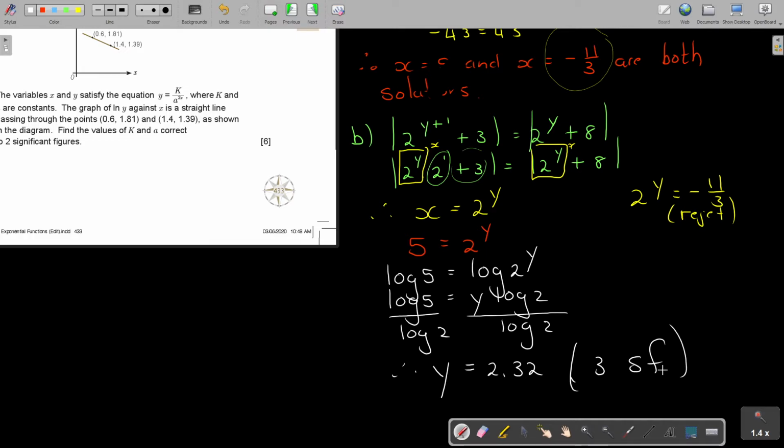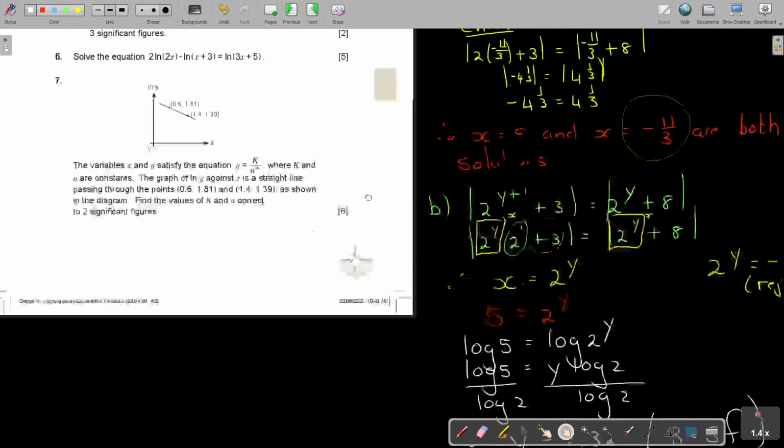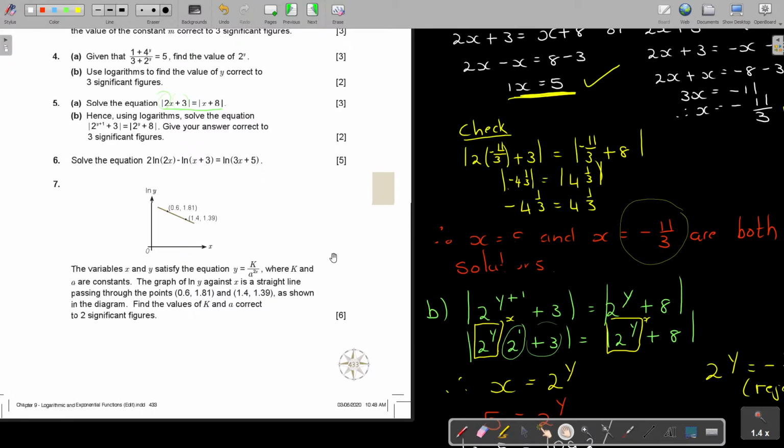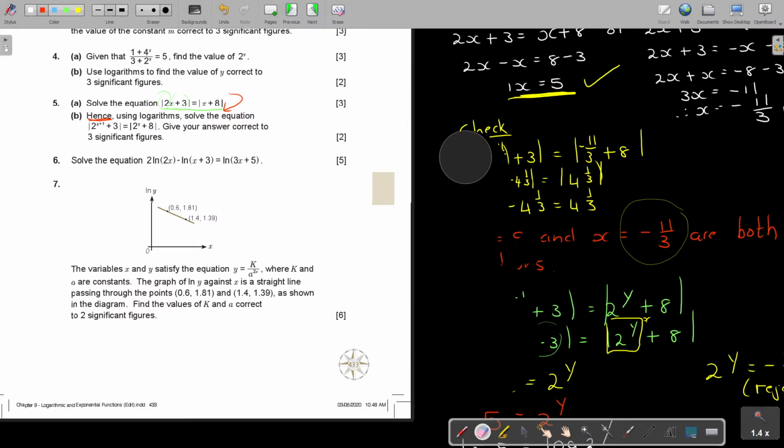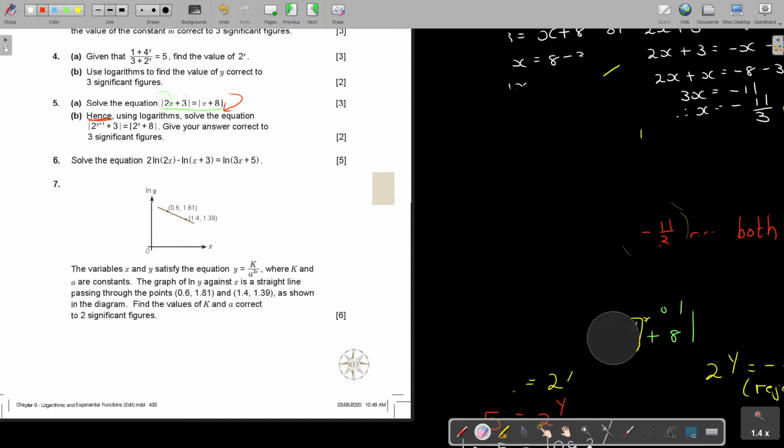Can I just emphasize this again before I move on? As soon as you see the word hence, just get a color there, then it means you must use the answer in part A in part B. Okay, and that's how you do it. And now we are ready for number 6. Now we can clean and go to number 6.